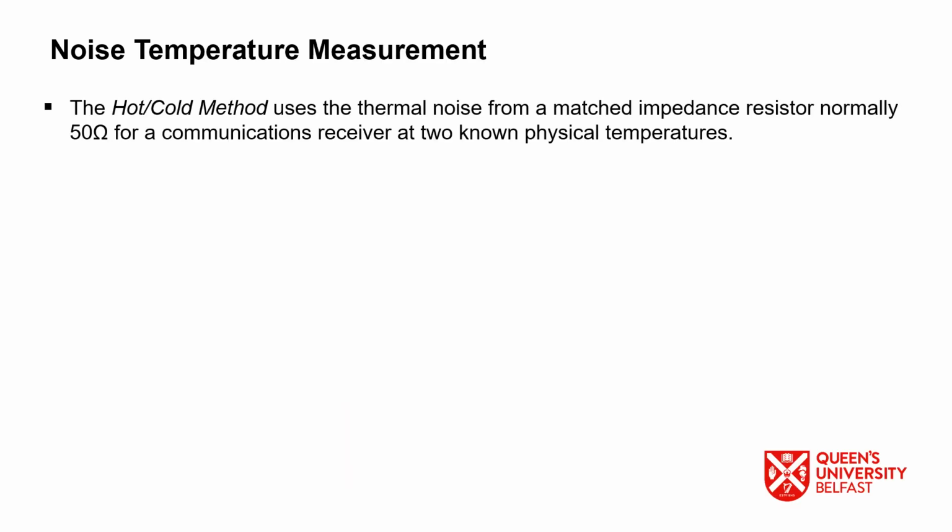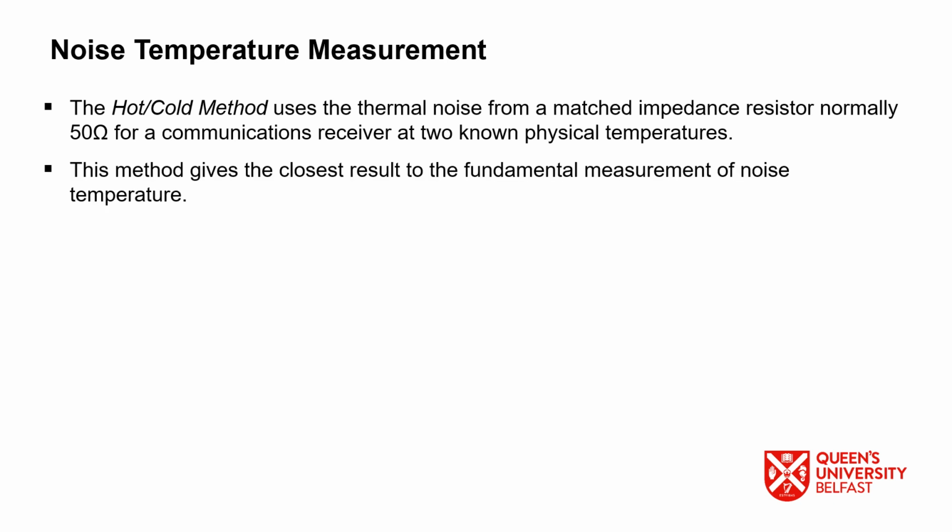So the hot cold method uses the thermal noise from a matched impedance resistor, normally 50 ohm, for a communication receiver at two known physical temperatures. This method gives the closest result to fundamental measurement of noise temperature. So here we can see the noise from a matched impedance resistor.